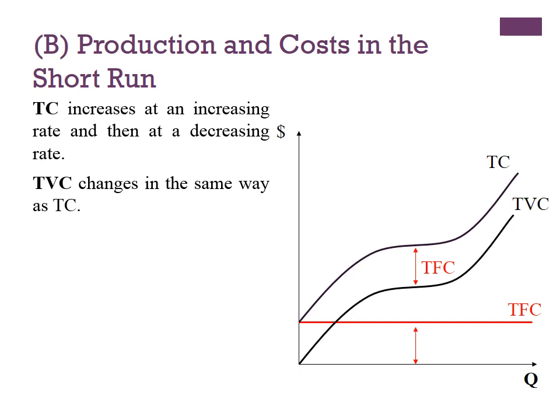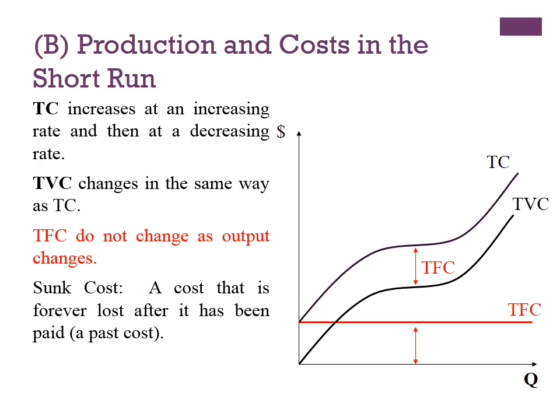What about total fixed cost? Total fixed cost does not change as output changes, and so that's why total fixed cost is a horizontal line, whatever the quantity produced is. But here we should differentiate between sunk costs and fixed costs. Sunk cost is a cost that the firm has incurred, has paid in the past period. So for example, here we are talking about all these costs that have been already paid, and the firm will not take these costs into consideration whenever it takes its decision to produce.